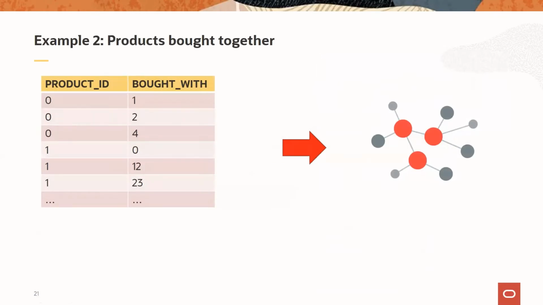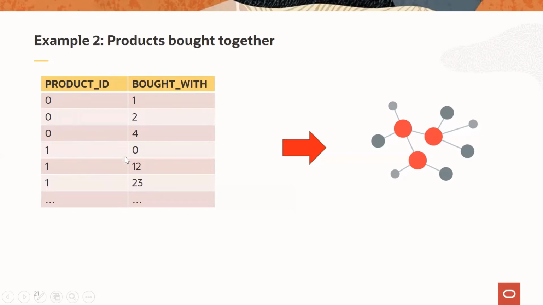So let's look at another example. This is one table where you're maybe modeling an online e-commerce application where you're looking at which products are bought together. So you have a set of products, each with their own product ID, and then you have a list of products that were bought with that product. You can see here the products with ID 1, 2, and 4 were bought with the product with ID 0.